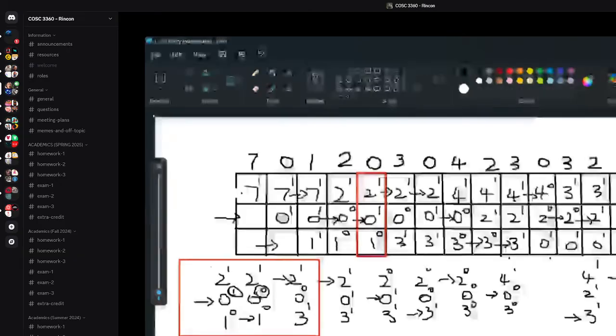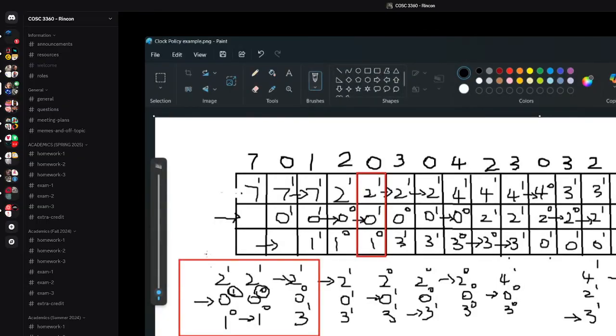Correct, yes. That's one way to think about it. Every time you flip off the use bit from 1 to 0, you need to move the pointer down 1. This is like 100%. You have to move the pointer down, yes.